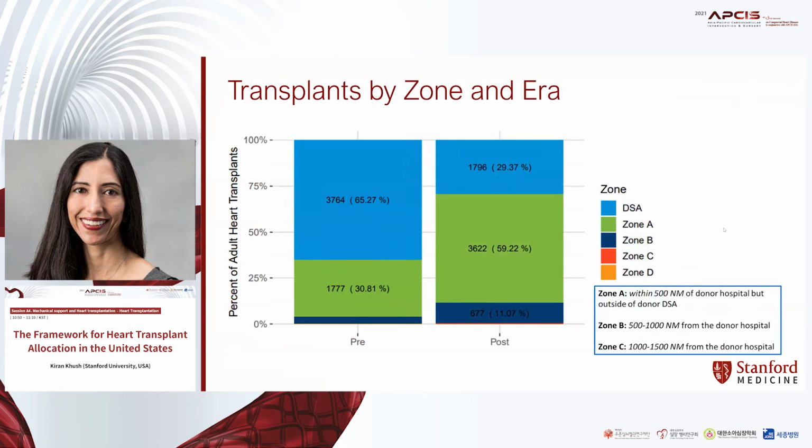Now, hearts are now being shared over a broader geographic area. It used to be that most hearts were transplanted locally within about 250 miles, and the rest went out to a maximum of 500 miles. Now, most hearts immediately go out to a maximum of 500 miles, and about 11% of hearts go out as far as 1,000 miles. So we're starting to share hearts more broadly to enable these hearts to get to patients who really need them, the sickest patients.